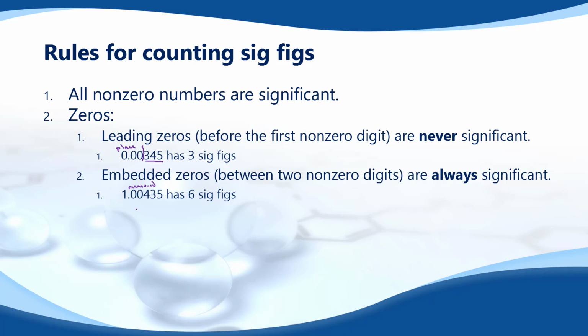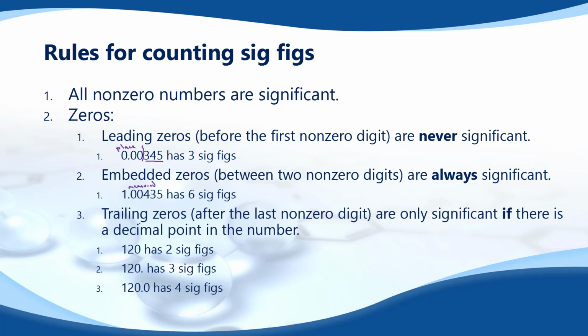So we've talked about zeros at the beginning, we've talked about zeros in the middle. That only leaves zeros at the end. And for zeros at the end, it depends. If the number has a decimal point, all of the zeros at the end are significant. If the number does not have a decimal point, then those zeros are not significant. It means that that number was rounded.